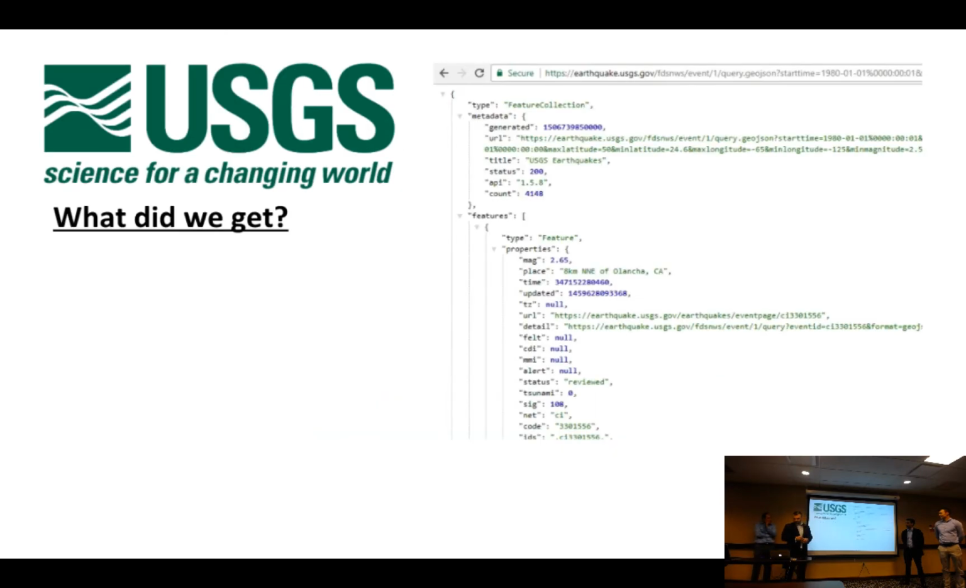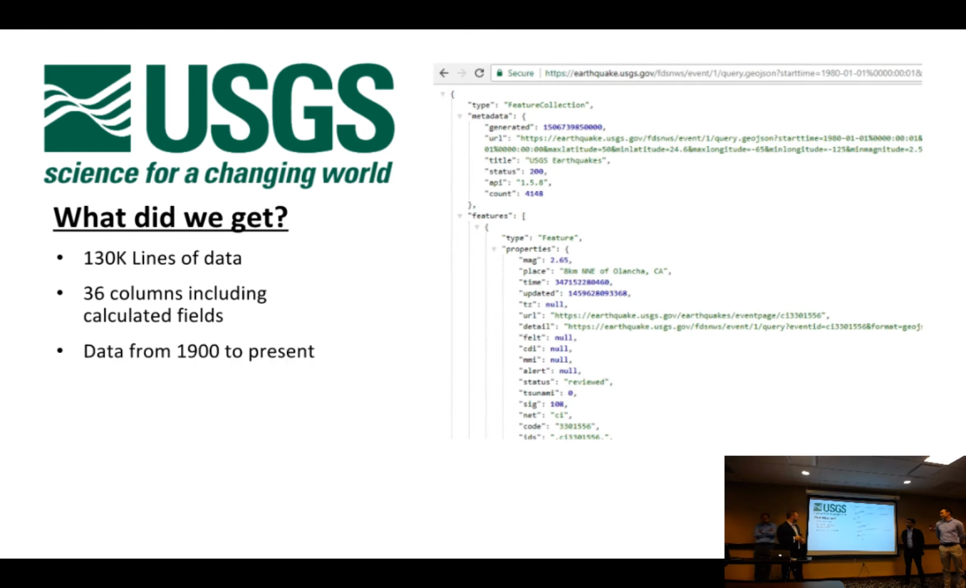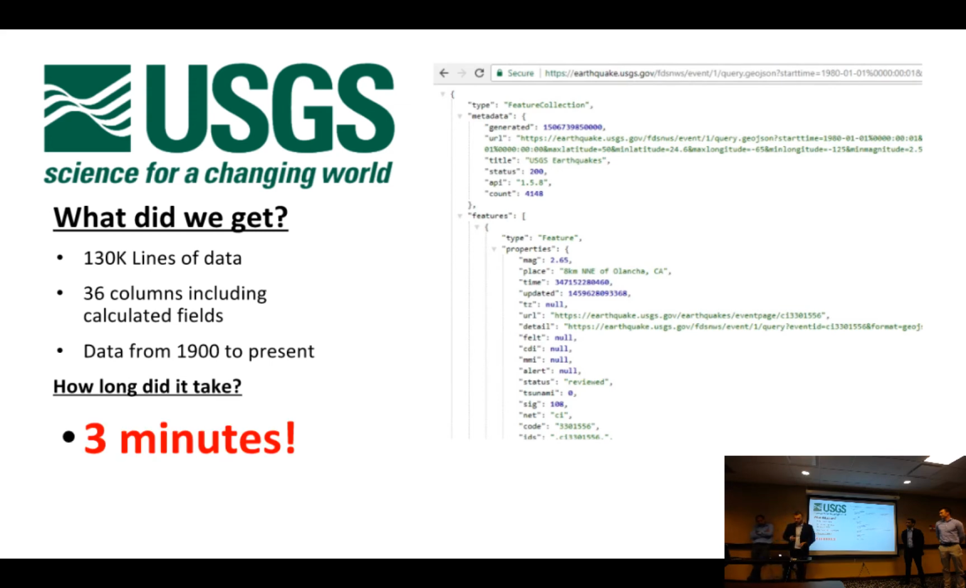So, all right, what did we get from the USGS? They actually have a really cool API. It's free, keyless, no limit. So we got 130,000 lines of data, over 36 columns, including calculated fields. And it was data from 1900 to the present, as I had initially stated. So how long did that take us to get it? It sounds like a lot. Forever and a day. 3 minutes.